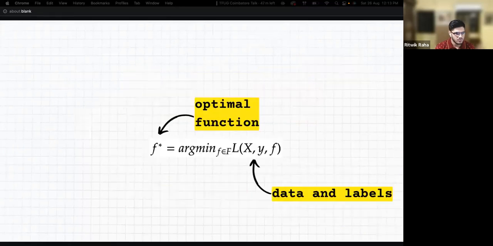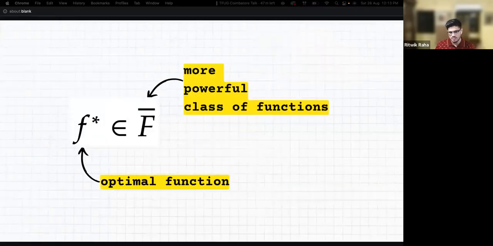But what we can say here is that the expression of the optimal function, which is f star, is argmin of the loss function given data and labels, which are x and y, and the function, of course, provided that this function should exist in the class of all functions, right? And we can hypothesize that the more powerful the class of functions, or the bigger the class of functions, the better it will be at approximating the optimal function, which is f star.